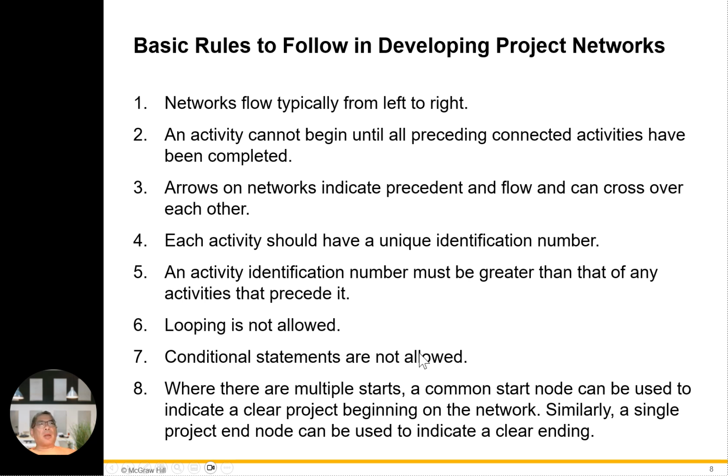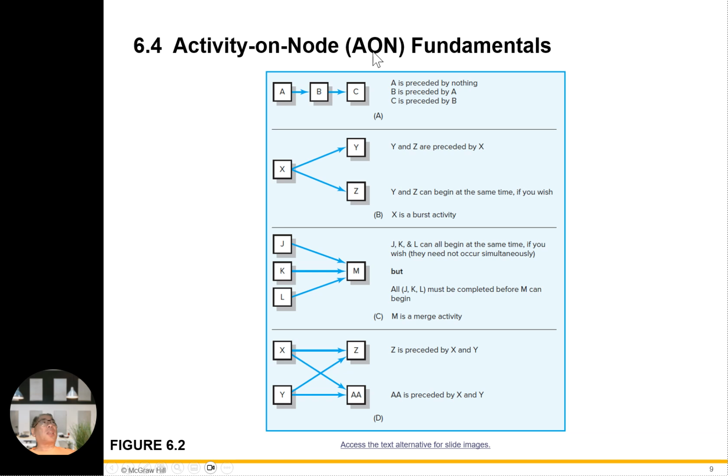Conditional statements are not allowed as well. Where there are multiple starts, a common start node can be used to indicate a clear project beginning on the network. Similarly, a single project end node can be used to indicate clear endings. Okay, this is the activity on node, AON, fundamental. That's the key part. A goes to B, goes to C. A is preceded by nothing, B is preceded by A, C is preceded by B.